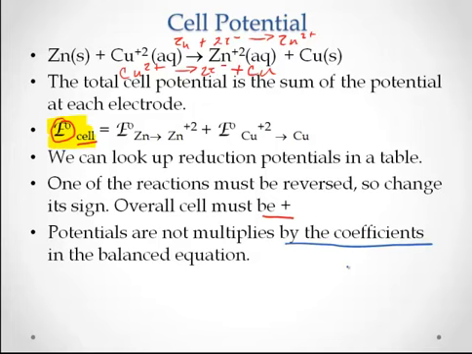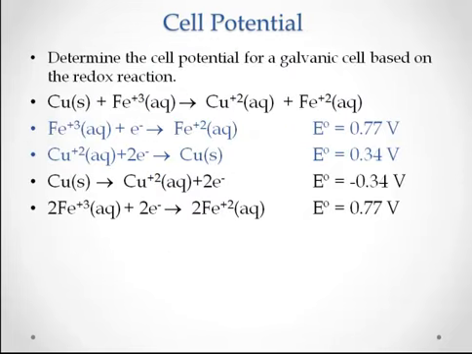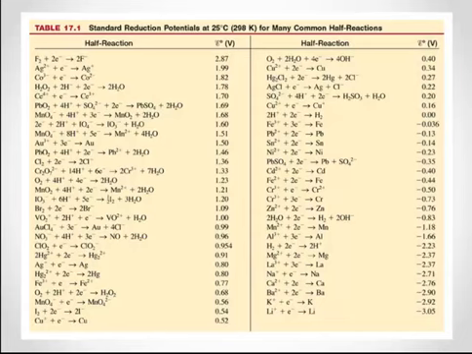So let's look at an example of how it would be done with this cell right here. I've got it written out already. Let's determine the cell potential for the galvanic cell based on this reaction. I would look on my chart, and let's pretend I don't have this written out. I'm looking for copper getting oxidized. Is copper going to get oxidized? No, because these are reduction potentials. Well, actually, it's getting reduced, and I've got to flip it.